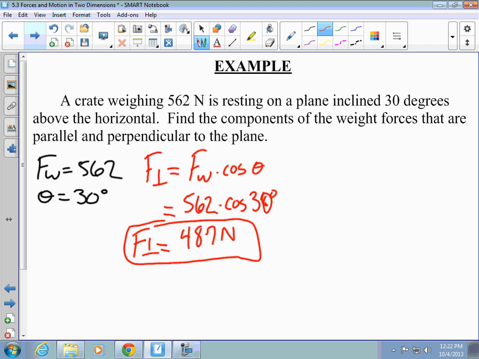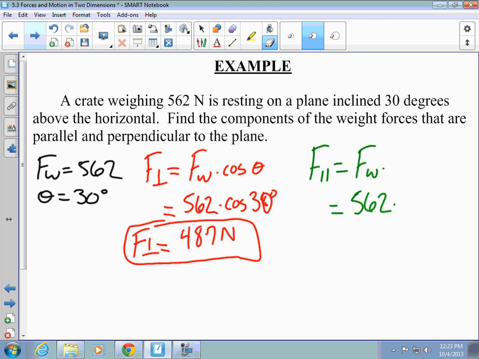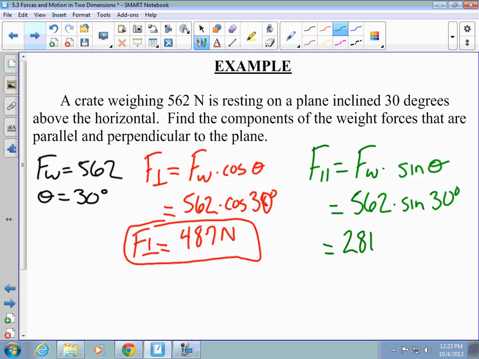Now likewise, it asks us to solve for the parallel force. Well, the parallel force is equal to the force of weight times the cosine of theta. Sorry, not the cosine, my bad, it should be the sine of theta. So the force of weight, 562, times the sine of 30 degrees ends up being 281 newtons.